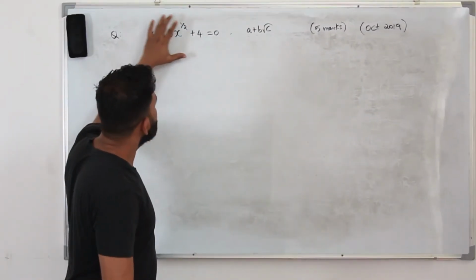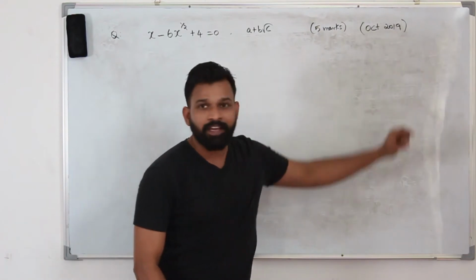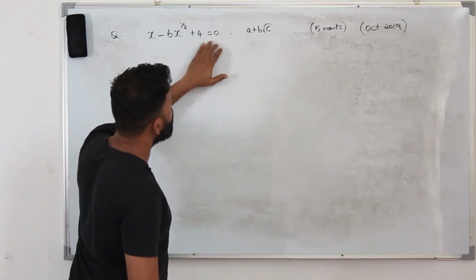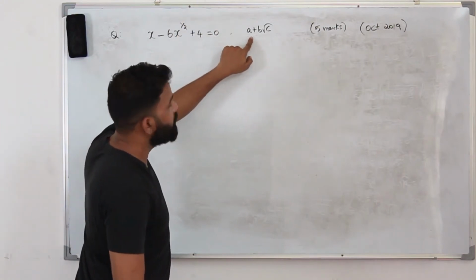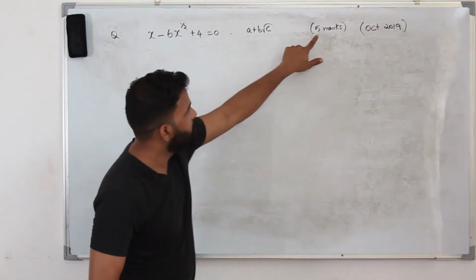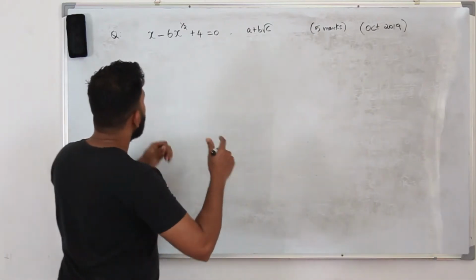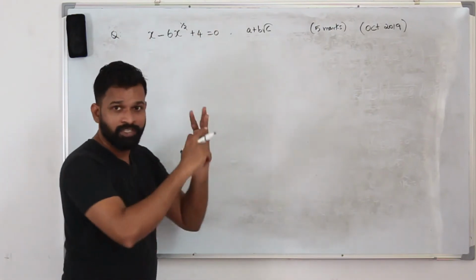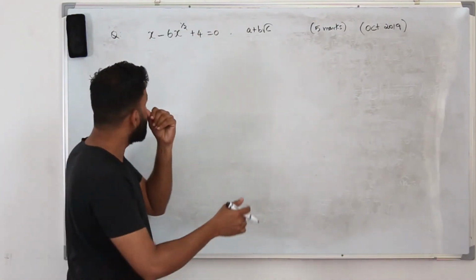Okay, now this question is taken from the October 2019 past paper. You are given this equation. They want you to solve this and write the solution in this form: a plus b square root of c. This question has 5 marks. Again, as I told you, this is not a quadratic equation. So as the first step, we need to convert this to a quadratic equation.